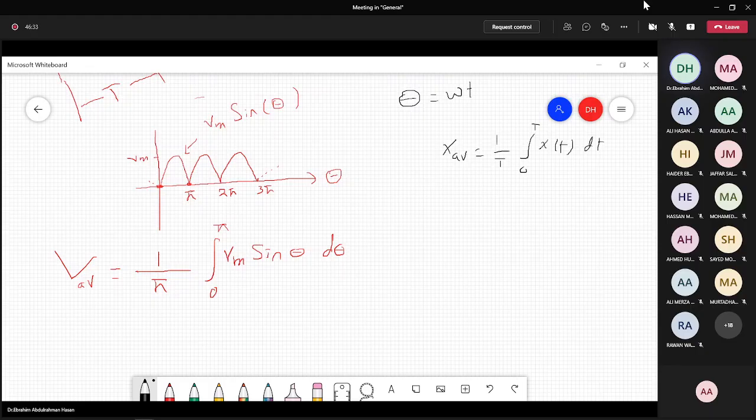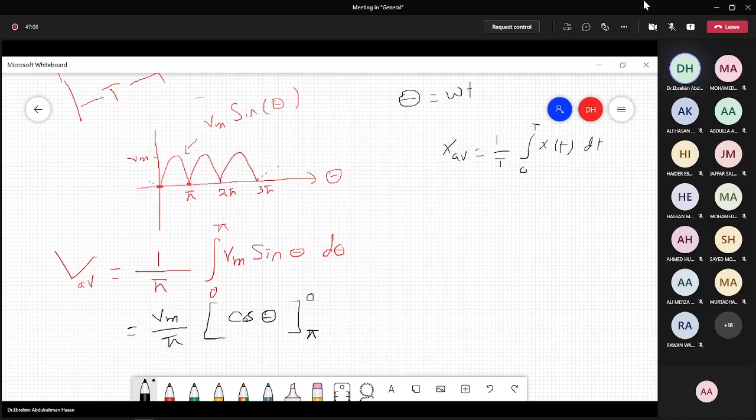So then it is just calculus now. It becomes Vm divided by pi. Vm is constant. Integration of sine is cosine with a minus. So either write it like this, put a minus here, or remove this minus and change the limit. So here 0 and here pi.